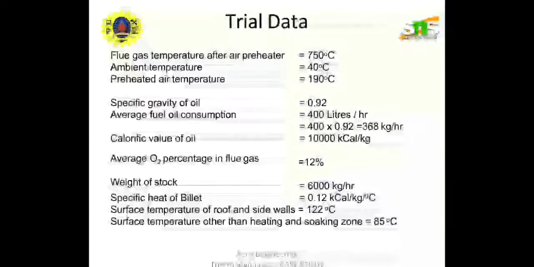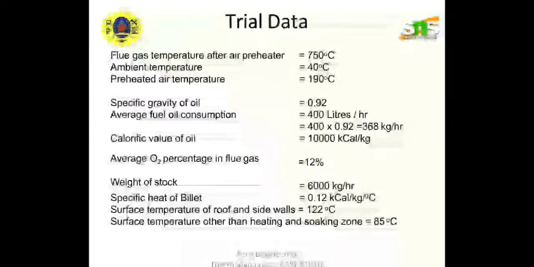Flue gas temperature after the air preheater is 750 degrees Celsius and ambient temperature is 40 degrees Celsius. Preheated air temperature is 190 degrees Celsius. Specific gravity of oil is 0.92. Average fuel oil consumption is 400 liters per hour, calculated as 368 kg per hour. Calorific value of oil is 10,000 kilocalories per kg. Average O2 percentage in flue gas is 12%.